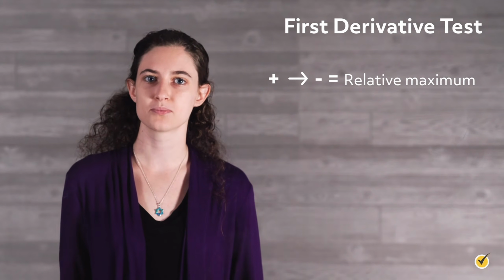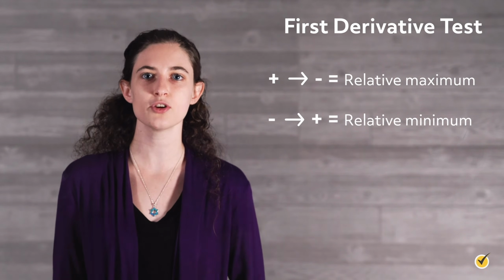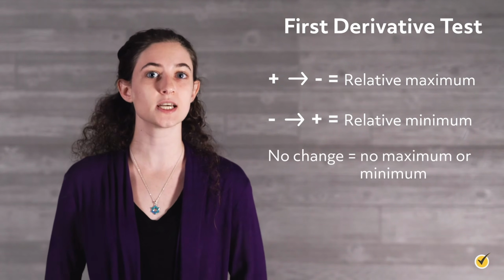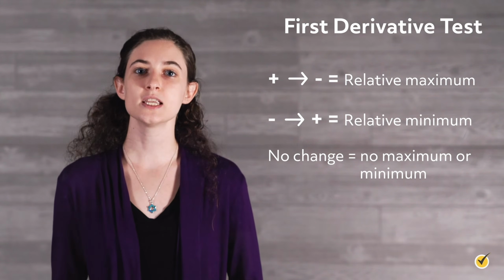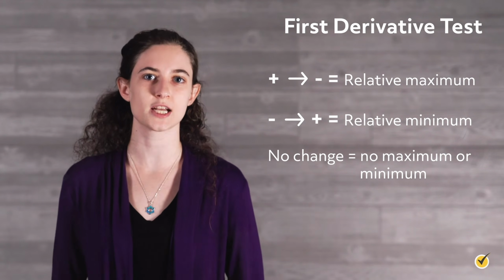If it changes from positive to negative, you have a relative maximum. If it changes from negative to positive, you have a relative minimum. And if it doesn't change signs, you don't have a maximum or a minimum. Then you can use this information to draw a rough sketch of your graph.